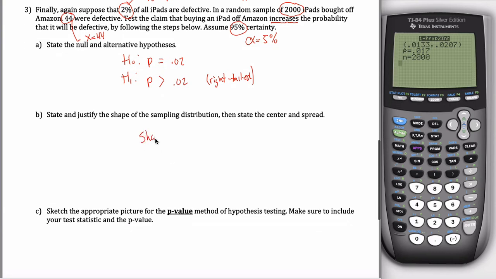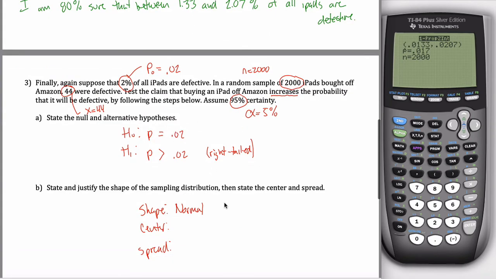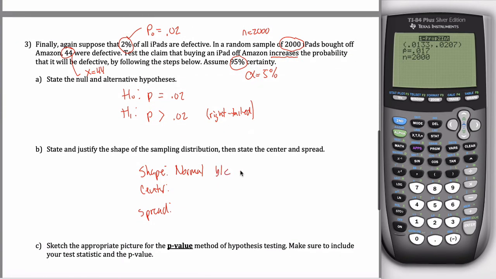Shape, center, spread for the third and final time. Annoyingly, I'm going to write this stuff. Shape's normal. And then center and the spread. Essentially, what I'm going to do is copy exactly what I wrote here, except change all the p hats to p naughts. So it's normal because n times p naught times 1 minus p naught is greater than or equal to 10. The center is p naught, which in this case was 0.02. And the spread is the square root of p naught times 1 minus p naught over n, which is 0.02 times 0.98 divided by 2,000, whatever that ends up being.